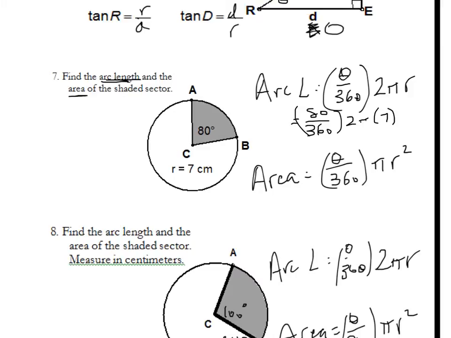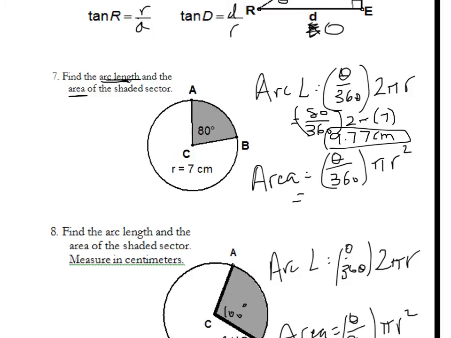Let's plug this in our calculator. 80 divided by 360 in parentheses times 2 times the variable pi times 7, which is the radius, and we get 9.77. And we're dealing with a length, so it's going to stay centimeters.